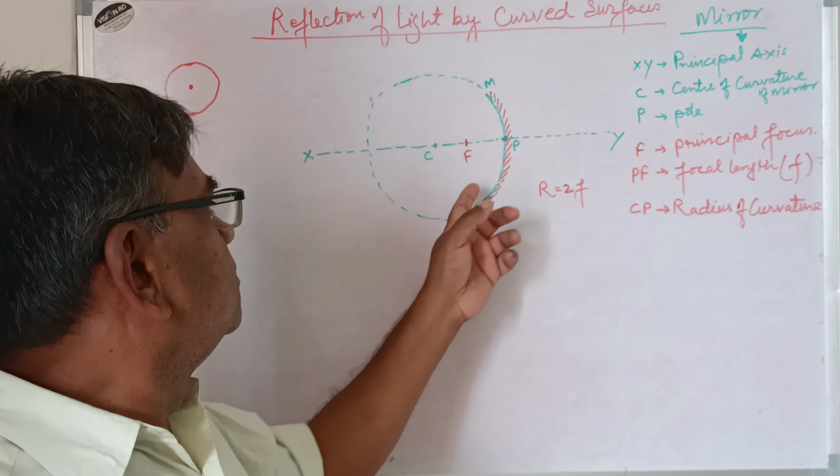And when the rays, these are the parallel rays, and further they go apart, the distance between them increases as they proceed, this process is called divergence. This is called convergence, and this process is called divergence.